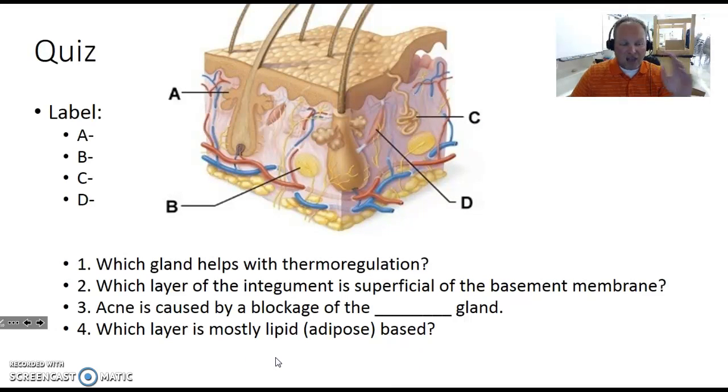So do me a favor. The answer key's coming right up, so knock out this quiz, label A, B, C, and D. Do your best on B. Didn't really talk about B too much. And then knock out 1, 2, 3, 4. And just pause it here, answer it up.